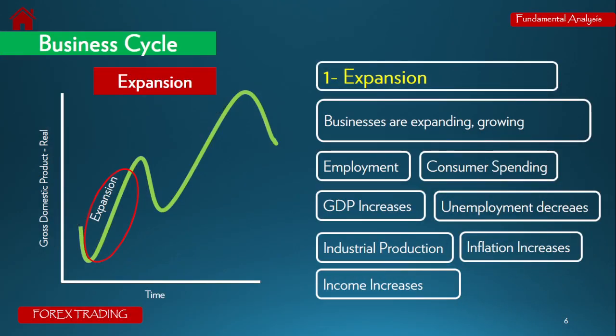So let's talk about the different phases of the business cycle one by one. The first one is expansion. In the expansion phase, businesses are expanding, they are growing, everything's going smoothly. Employment, consumer spending, and GDP are on the rise, unemployment is very low, industrial production is high, inflation is also high, and people have a lot of income to spend. So there are all the positive signs in the expansion phase.